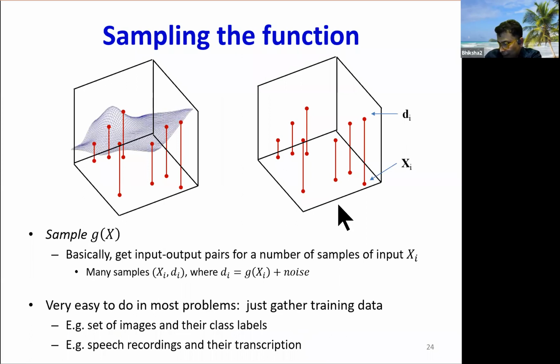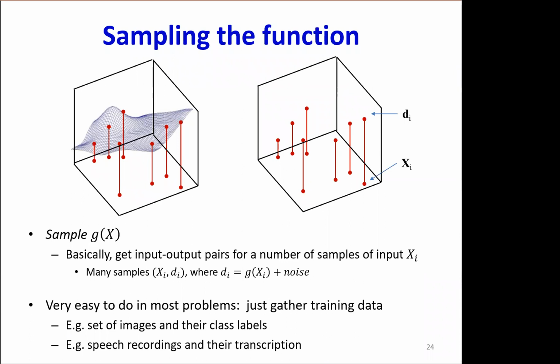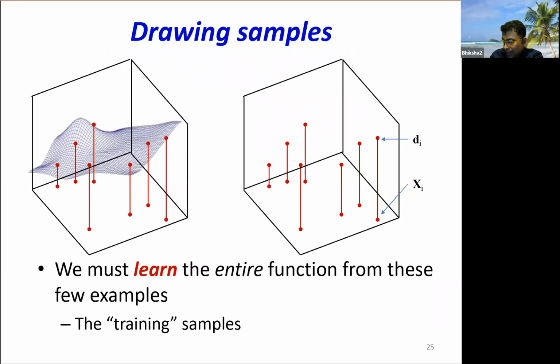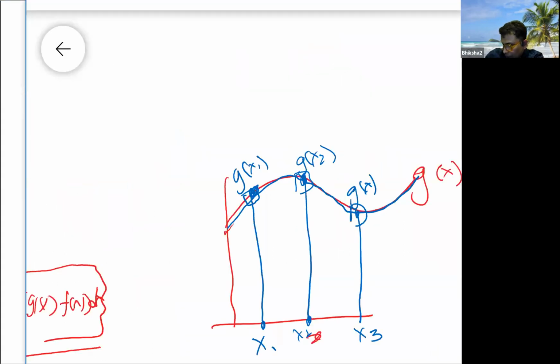How exactly do we collect these samples? This is just basically gathering training data. For example, gathering sets of images and their class labels, or speech recordings and their transcriptions. Now, these samples are our training samples. And now we must learn the entire function from just these samples. We don't have the g of x. So we must learn the entire network from just these samples by learning the weights that correctly compute these outputs at these inputs. And the hope is that if you correctly compute the outputs at these inputs, the network ends up learning the function that you actually wanted to learn.